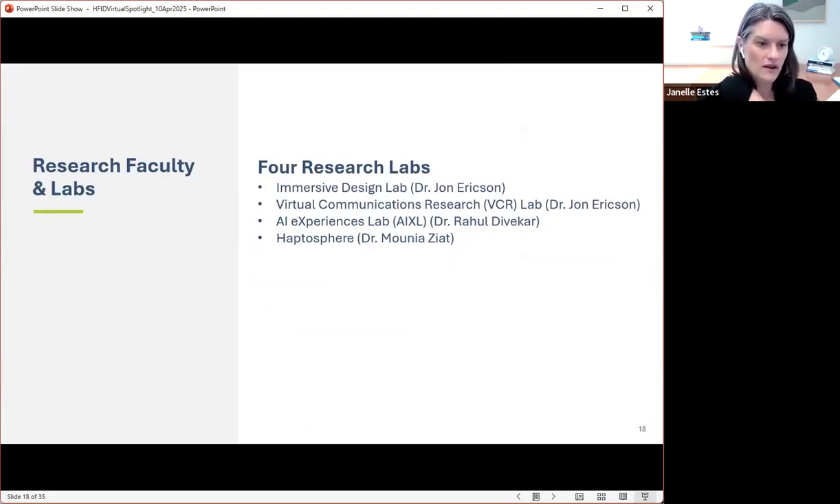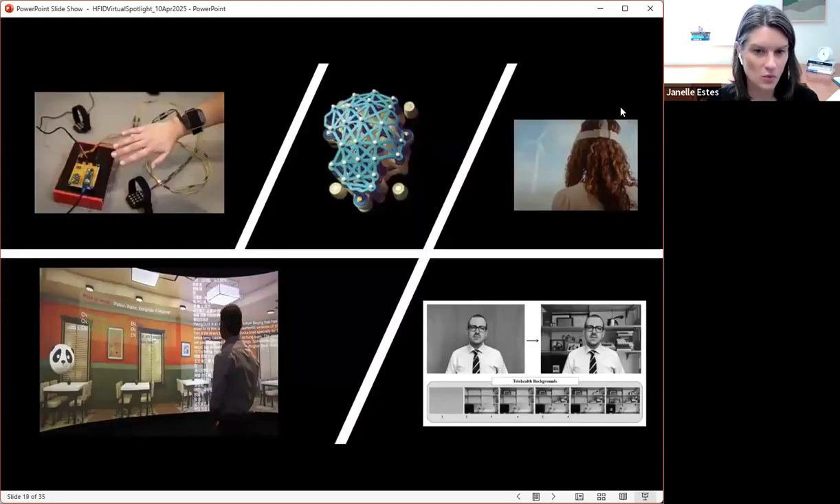We also have our research faculty and labs. So we do have 4 research labs on campus. 2 of them are run by John Erickson. So he has an immersive design lab and a virtual communications research lab. And then we also have Rahul Divakar, who is running our AI experiences lab. And then Munya, who runs our haptosphere. So let me tell you about some of the projects and work that they have going on.